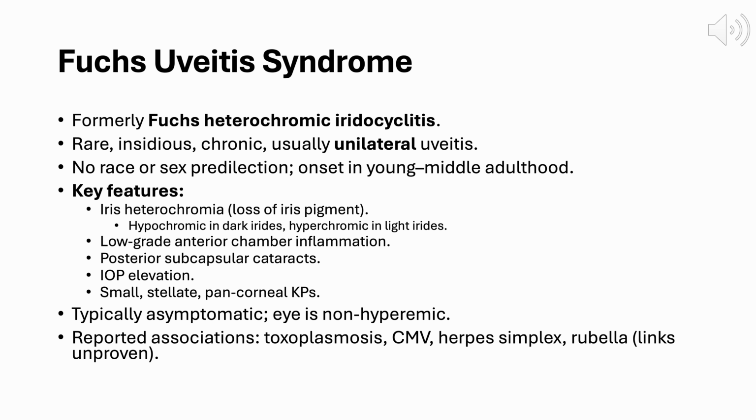Other hallmarks are low-grade anterior chamber inflammation, posterior subcapsular cataracts, elevated intraocular pressure, and small, stellate, pancorneal keratic precipitates. Despite these findings, patients are often asymptomatic and the eye remains non-hyperemic. Reported associations include infections such as toxoplasmosis, CMV, herpes simplex, and rubella, though these links remain unproven.